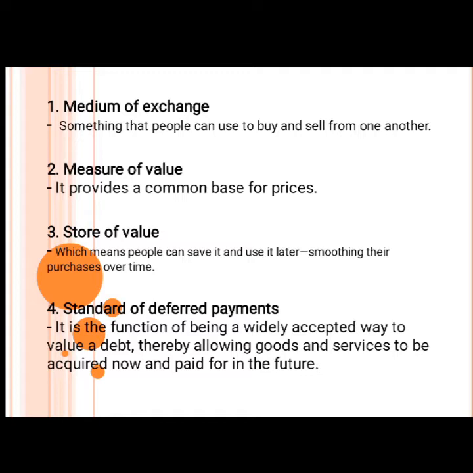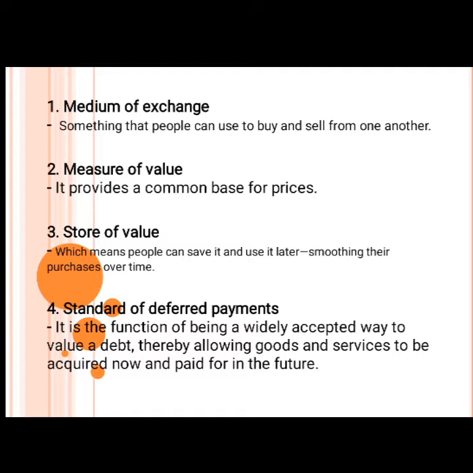Second, measure of value. It provides a common base for prices. So money acts as a common measure of value. It is a unit of account and a standard of measurement. So whenever we buy goods in the market, we pay a price for it in money. And the price is nothing but value expressed in terms of money. So we can measure the value of goods by the money we pay for it.